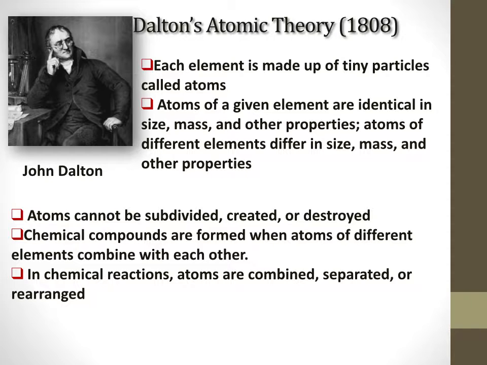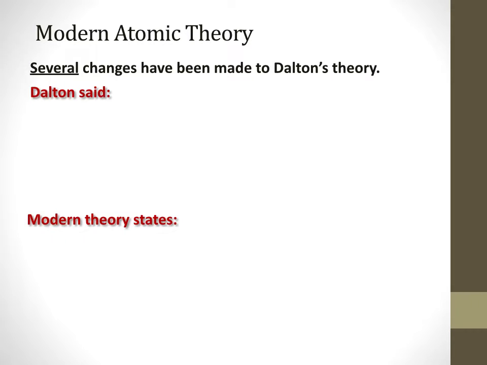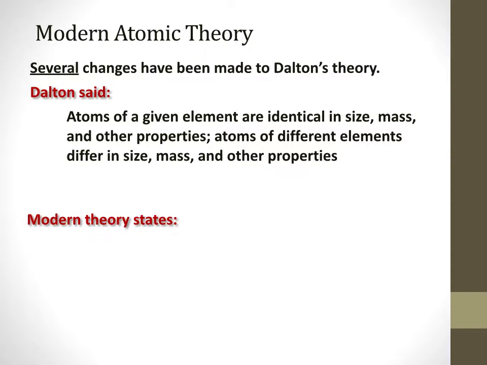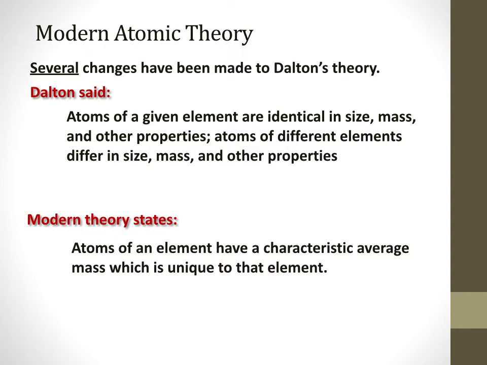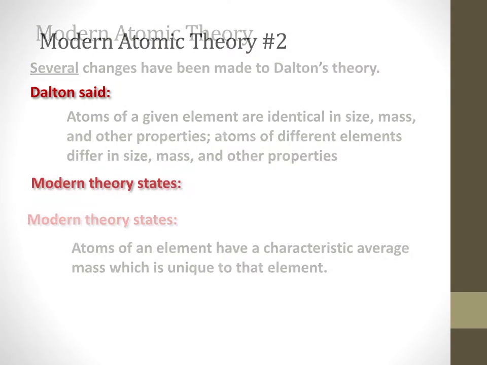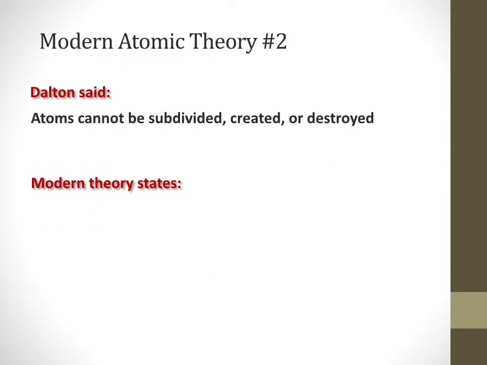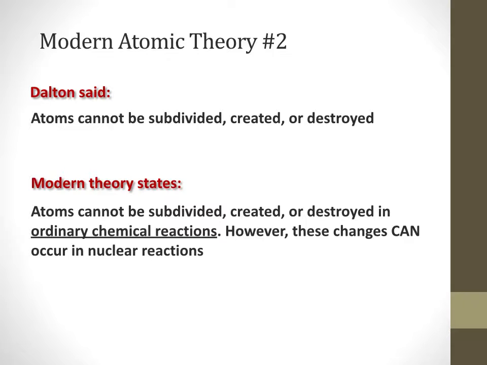There are some things that have been more recently disproven as it comes to Dalton's atomic theory. One of them is when he said that atoms of a given element are identical, etc., etc. Modern theory says that atoms have a characteristic average mass that is unique to that element. Dalton also said that atoms cannot be subdivided, created, or destroyed, and what we know now is they can't be by ordinary chemical reactions. However, in nuclear reactions, these things can happen.